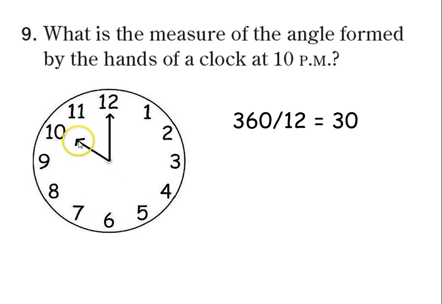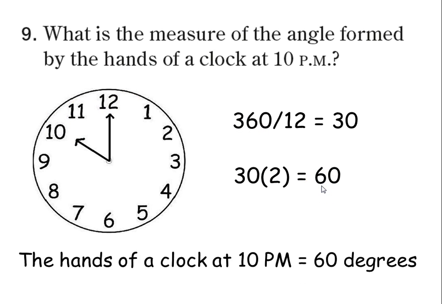We're looking at 10 o'clock here, where we have two numbers spaced between each other. So we're going to do 30 times 2, because we have 10 to 11, which is 30, and 11 to 12, which is 60. So we have 60. Therefore, the angle between the hands of a clock at 10 p.m. or a.m. is 60 degrees.